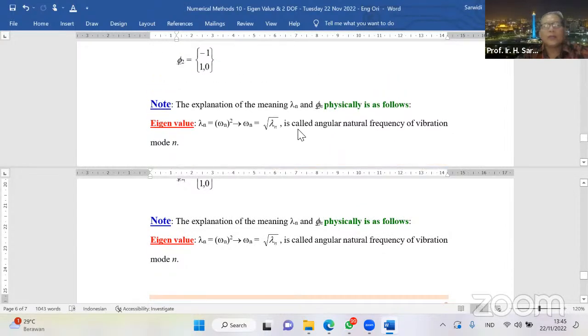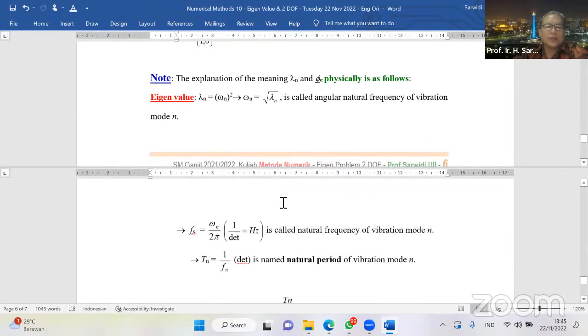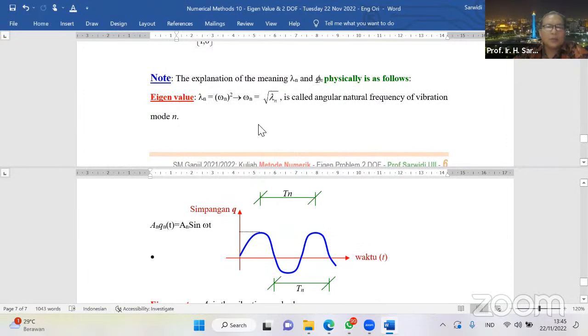So what is the physical meaning of the eigenvector and eigenvalue? First, the eigenvalue. From the eigenvalue, lambda n, the n here. Lambda n, going back to the simplification before, is the angular frequency squared. So the angular frequency is the root of lambda n. Okay, got that now.